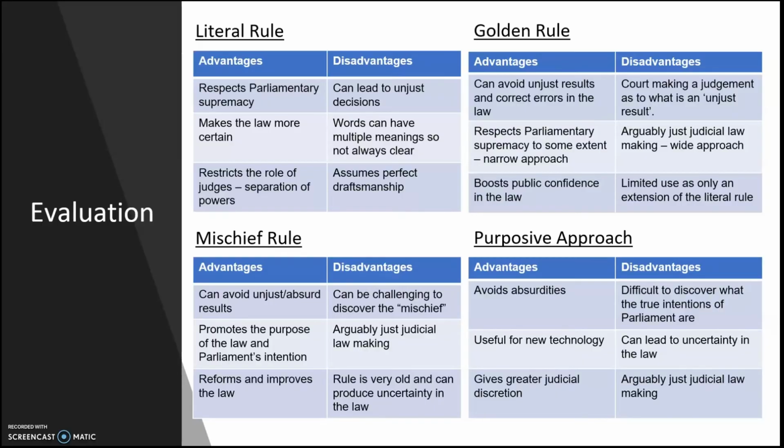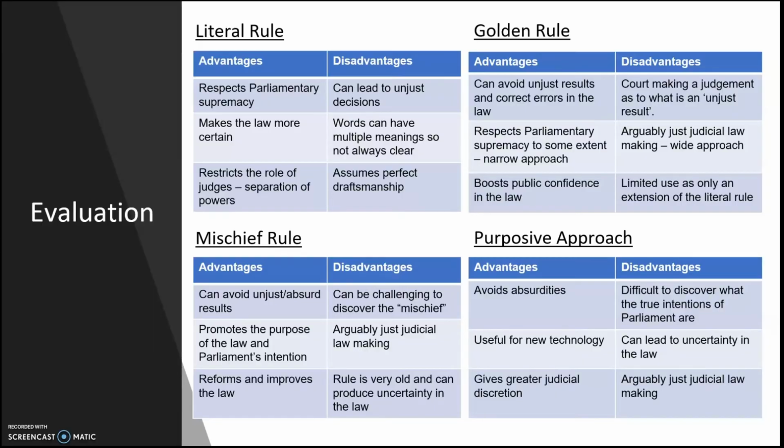Moving on to the Golden Rule, the first advantage is that you can avoid clearly unjust results, incorrect errors in the law. The key example there being the bigamy case, where clearly the law wasn't possible to break, and that's clearly not what Parliament wanted. So the judges can fix it. They can say, well, that's not right. We'll just change the law to get what Parliament essentially wanted.